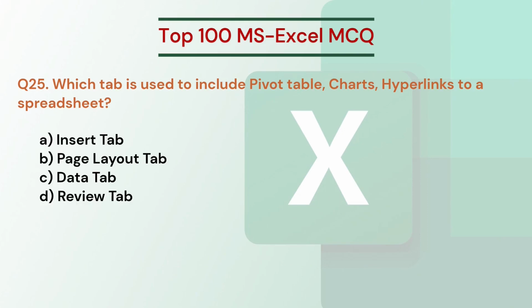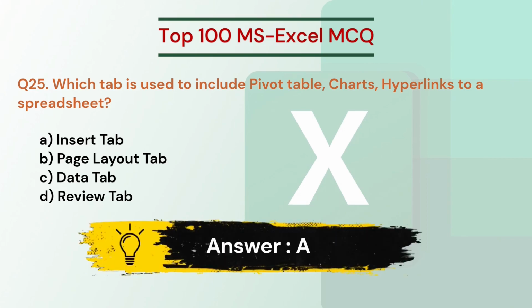Which tab is used to include pivot tables, charts, and hyperlinks in a spreadsheet? A. Insert tab. B. Page Layout tab. C. Data tab. D. Review tab. Correct answer is A. Insert tab.